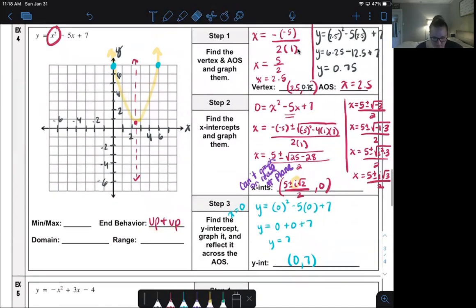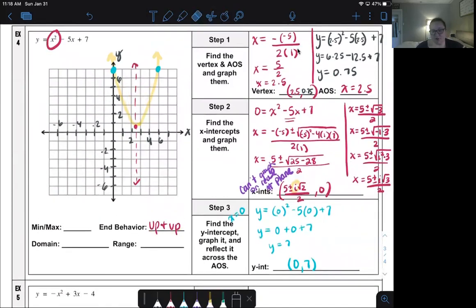All right. So now, does our graph have a minimum or a maximum? What is that y value? What's the domain and what's the range? Why don't you identify those three things for me real quick? Press pause and then press play when you're ready to check your work. So this graph has a minimum at y equals 0.75. Our domain is negative infinity to positive infinity, and our range is 0.75 to infinity.